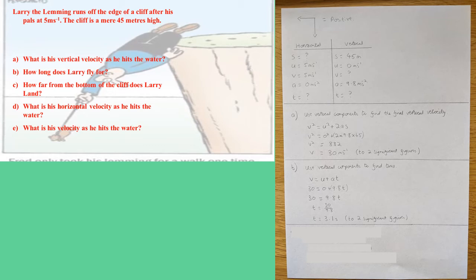Okay, part C, how far from the bottom of the cliff does Larry land? So again, hopefully by reading the question, you get the sense that this is talking about something horizontally. It's how far from the bottom of the cliff. So for this question, we need to use the horizontal components. So using those and the equation s equals ut plus a half at squared, just putting our data in, we get s equals 16 meters to 2 significant figures, so 16 meters from the bottom of the cliff.